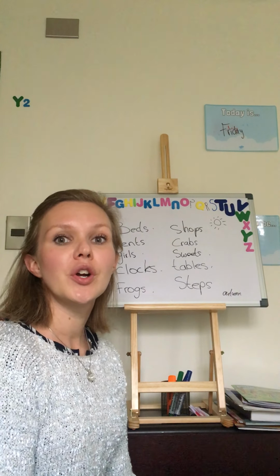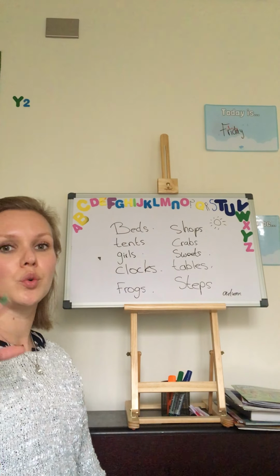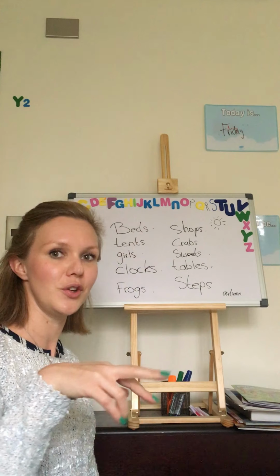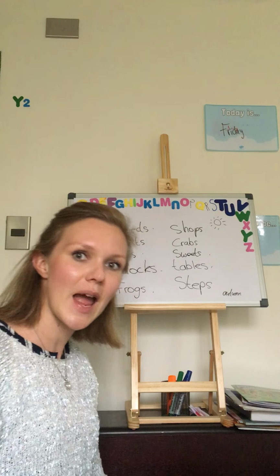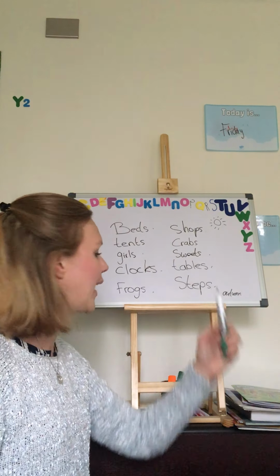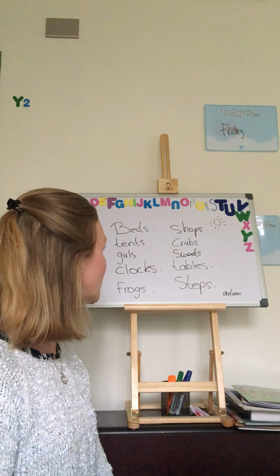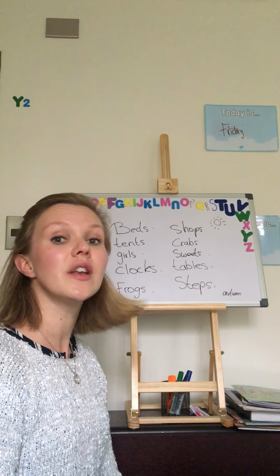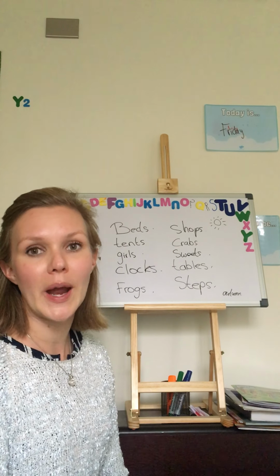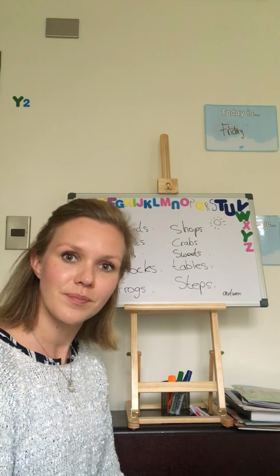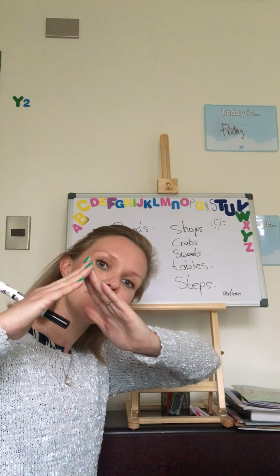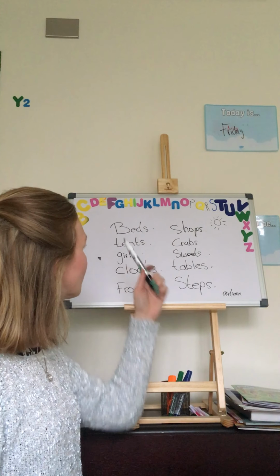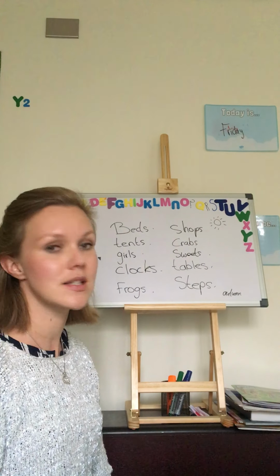Okay, the next word is when you put one foot in front of the other. What are you doing? You're making steps. Very good. Steps. Search for the word and write it down. The next one is something that when you go camping, you can sleep in it. And it mostly looks like this. It's like a triangle. Tents. Tents. Very good.